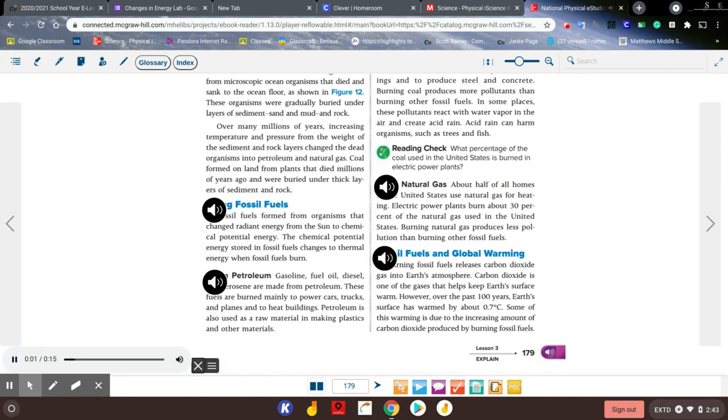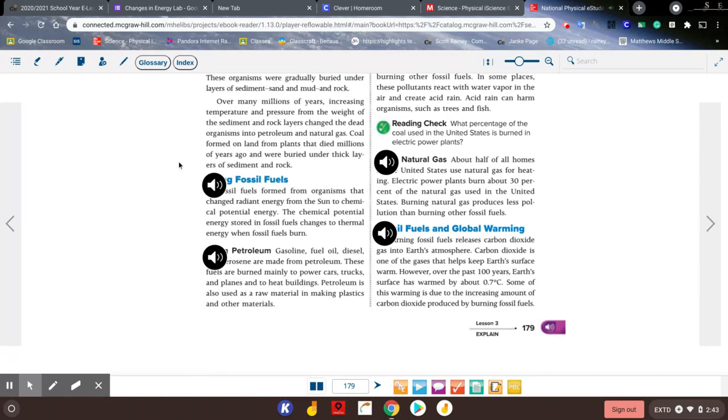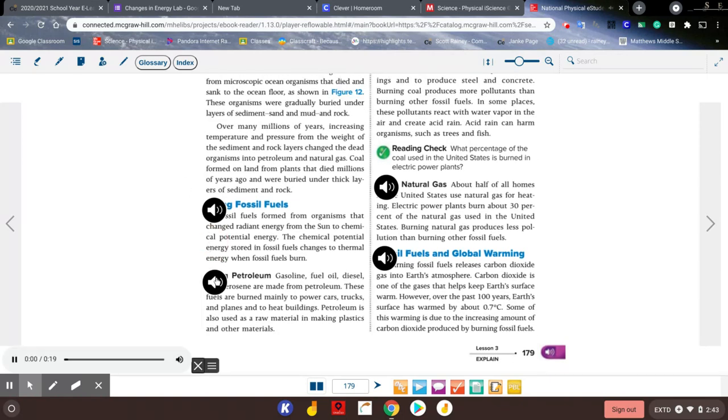Using fossil fuels. Fossil fuels formed from organisms that changed radiant energy from the sun to chemical potential energy. The chemical potential energy stored in fossil fuels changes to thermal energy when fossil fuels burn. Using petroleum. Gasoline, fuel oil, diesel, and kerosene are made from petroleum. These fuels are burned mainly to power cars, trucks, and planes and to heat buildings. Petroleum is also used as a raw material in making plastics and other materials.